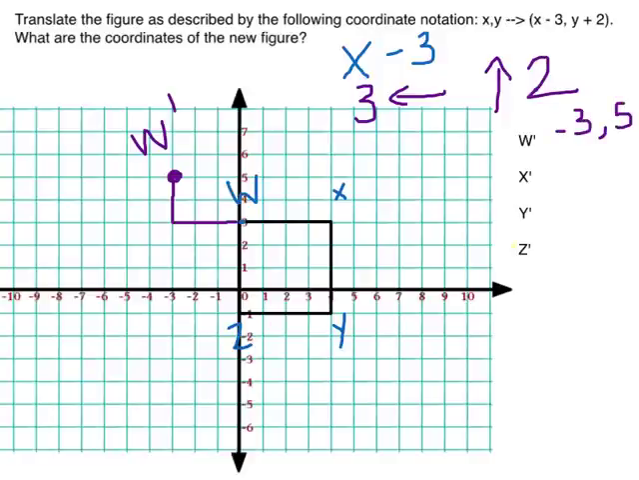Let's take a look at X. I want to move 3 to the left and 2 up. This is X prime, and its coordinate is (1, 5). Y, 3 to the left, 2 up. This is Y prime, and it's at (1, 1). And then the last one is Z, 3 to the left, 2 up, (-3, 1).